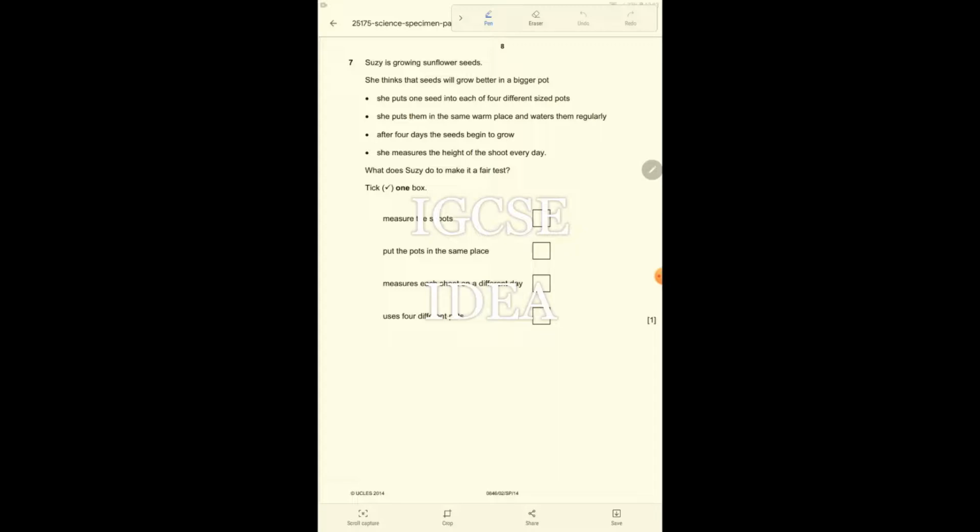Tick one box. Okay, measure the shoots? No. Put the pots in the same place? Yes. Measures each shoot on a different day? No. Uses four different pots? No. Okay, so we have got the second answer as the correct one.